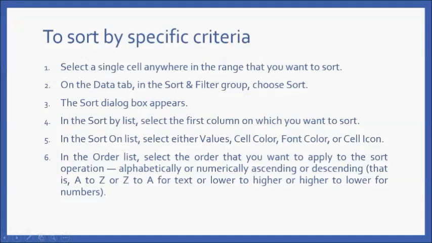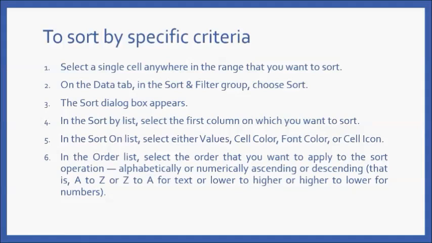So to sort by specific criteria, we have to select a single cell anywhere in the range that you want to sort. On the Data tab, in the Sort and Filter group, choose Sort. The Sort dialog box appears. In the Sort by list, select the first column on which you want to sort. In the Sort On list, select either values, cell color, font color, or cell icon.